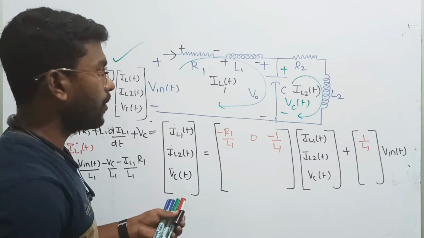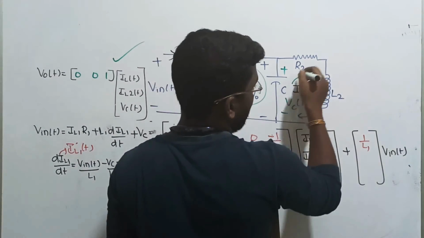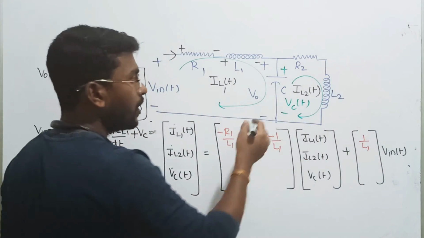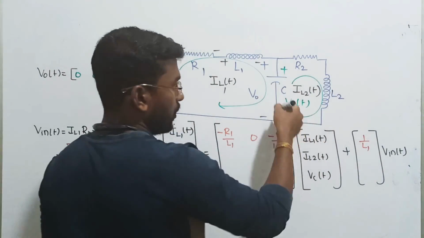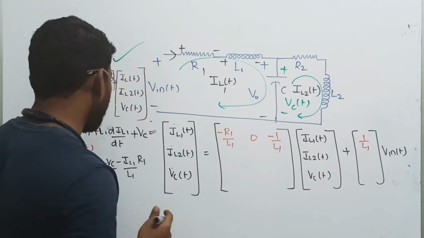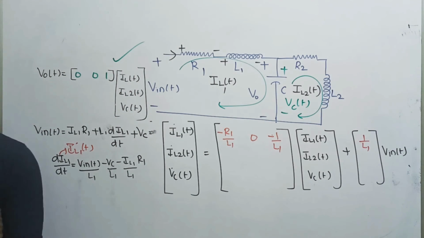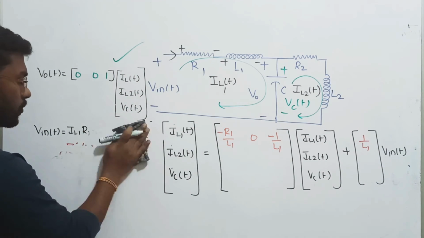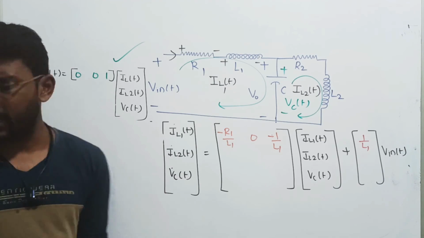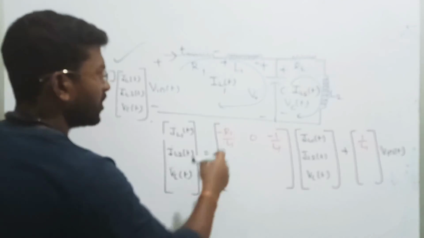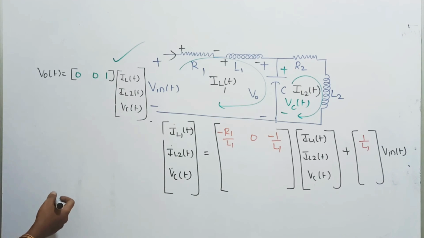To write IL2 of t, we can apply KVL for this loop equation. If I apply KVL for this loop, what will you get? Again I will write the equation for that one. Your target is just to apply KVL and you will get the answer. There are no big things to learn. If I apply KVL, what will you get?